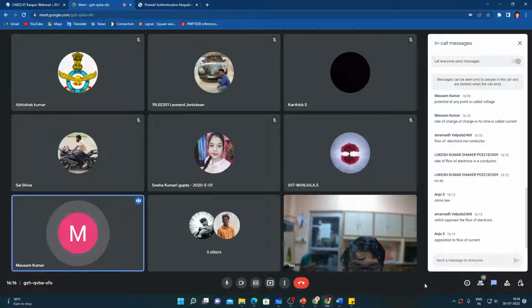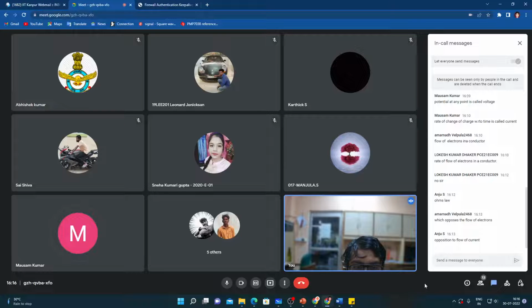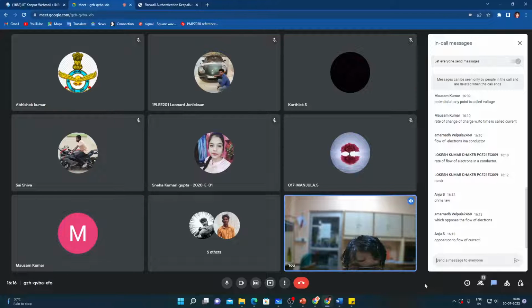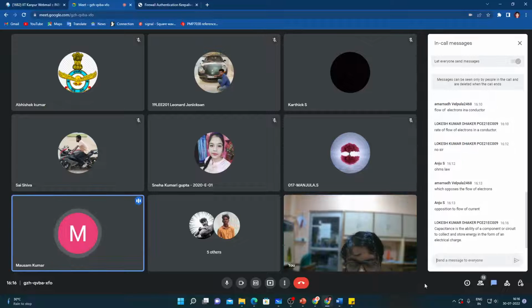Capacity to store energy. Capacity for energy storage, that's quite vague, because an inductor also stores energy. So how do you differentiate in electrical form? Electrical energy, sir. In the form of charge. Exactly, that's what I wanted to hear.